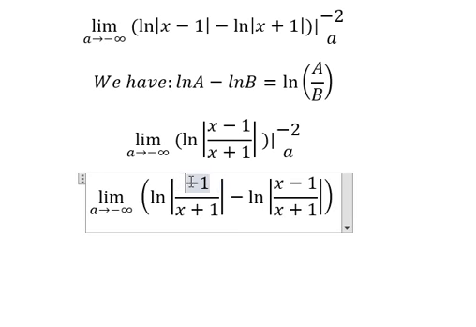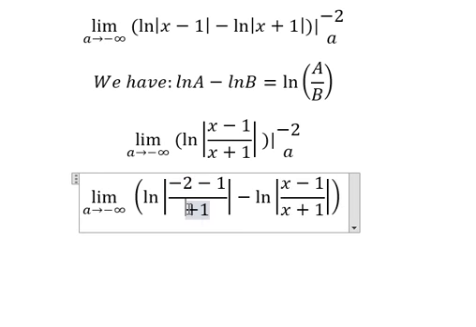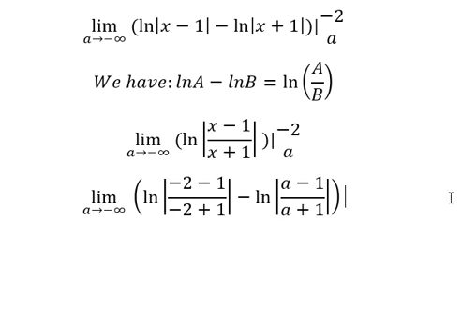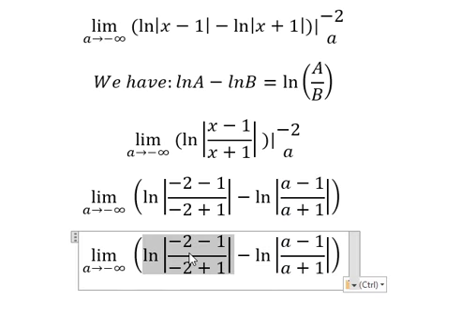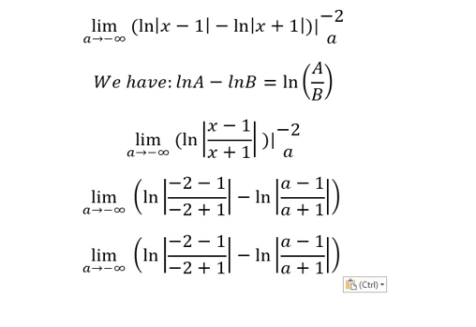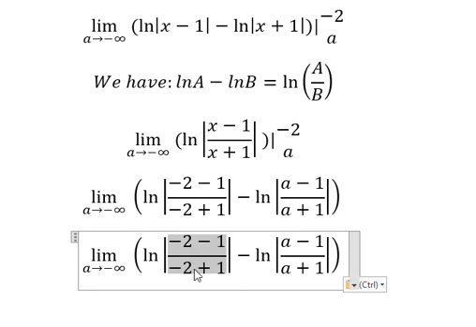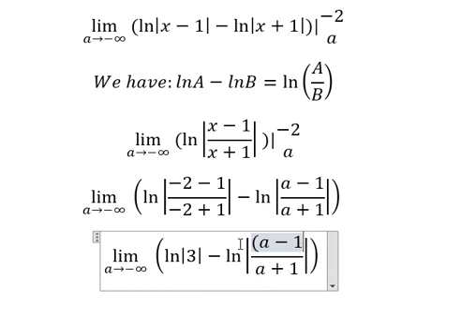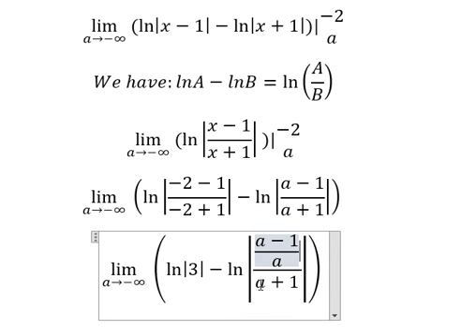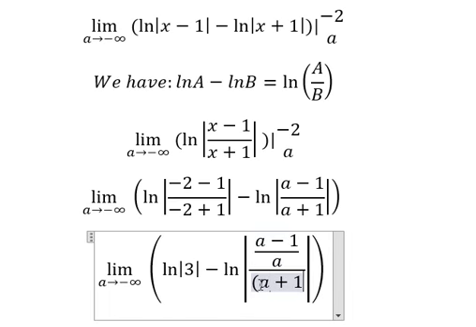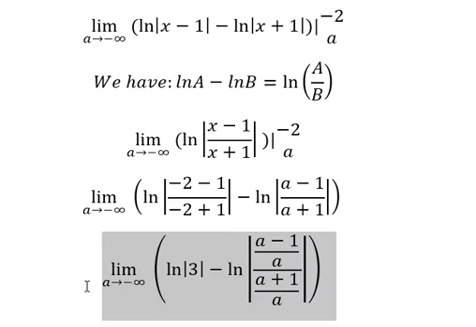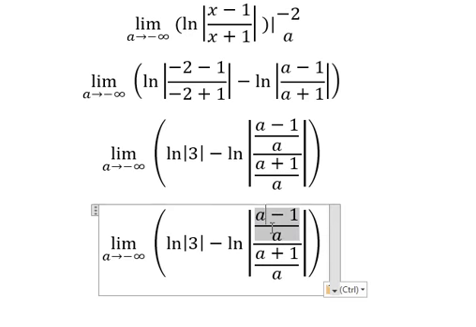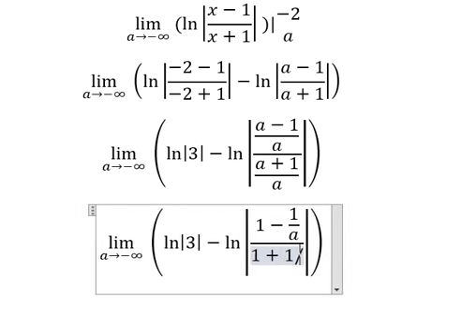So negative number 2 we put in here. A we put in here. So for this one, we got ln number 3. Now, about this one, we divide by a on numerator and denominator. This one, we have 1 minus 1 over a. This one, we have 1 plus 1 over a.